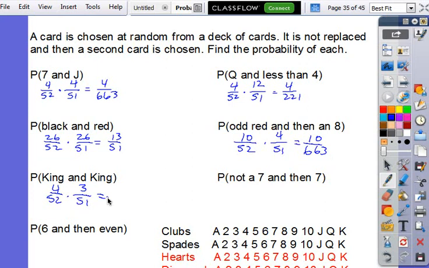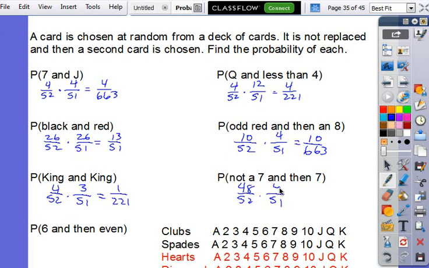That's going to be 1 over something. 1 over 221. How much? 221. Not a 7 and then a 7. So how many not 7s do I have? How many not 7? Yep. 48. I know that there's going to be 51 left after that first choice. So then picking a 7 the second time, I'm going to say there's only 4 7s left in that deck.